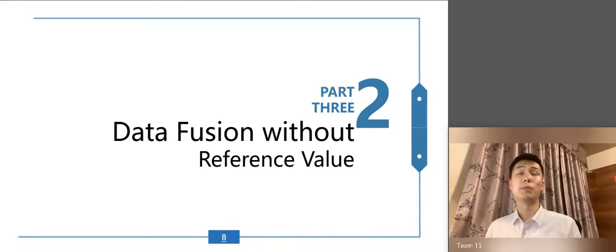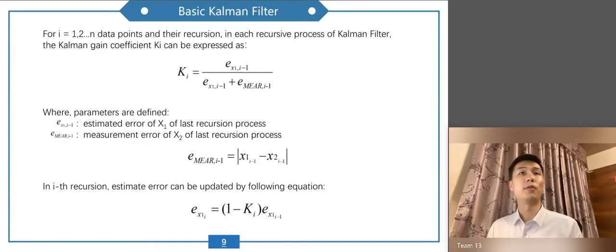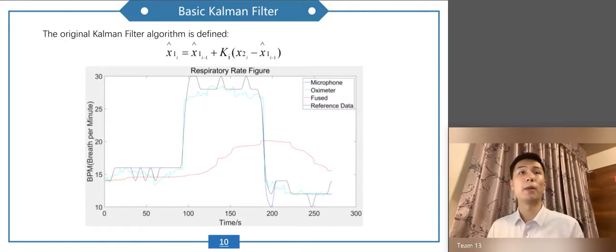Hi everyone, this is Peixuan Jiang, and it's my pleasure to introduce Part 2, Data Fusion without Reference Value. First, for 1 to n data points and a recursive process, we can define the Kalman gain Kk and related parameters. Then we can update the estimated error in each recursive process by the equation at the bottom. Then we apply the recursive equation of the original Kalman filter algorithm. But in the plot, you can see the fused data cannot track the right path.